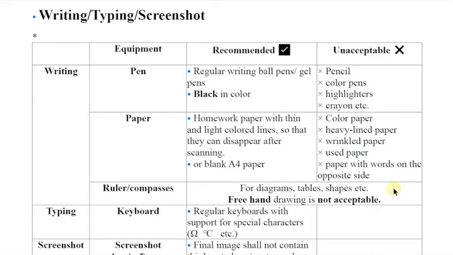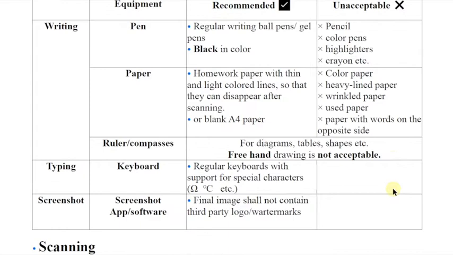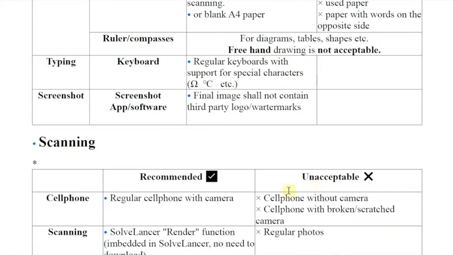For typing, we can use a regular keyboard with support for special characters, and for screenshots, an app or software. The final image shall not contain third party logos or watermarks. Scanning will be done using a cell phone. A regular cell phone with a camera is recommended, and we cannot recommend a cell phone without a camera or with a broken or scratched camera.